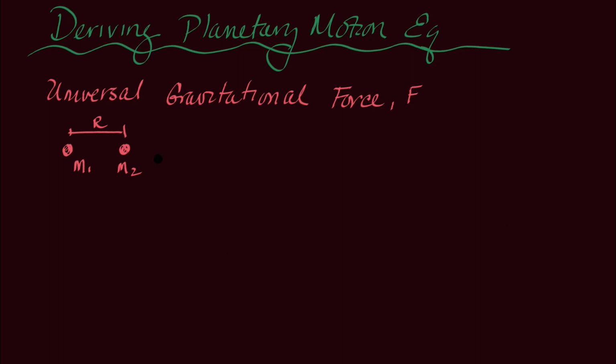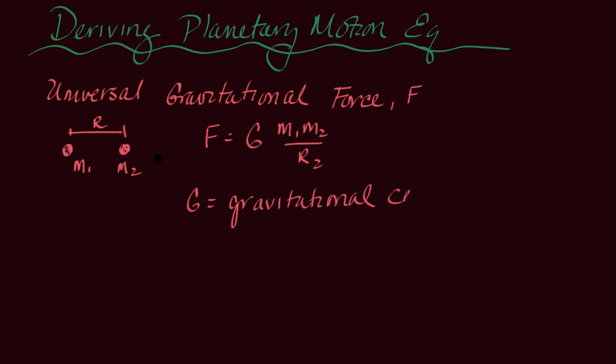So the general formula for universal gravitational force is F is equal to big G, a constant, m1, m2 over r squared. G is a gravitational constant, and it is equal to 6.67 times 10 to the negative 11th newtons meter squared over kilogram squared.